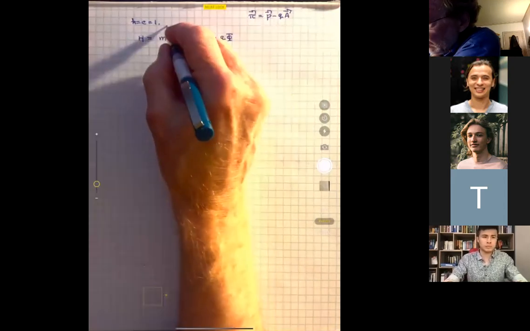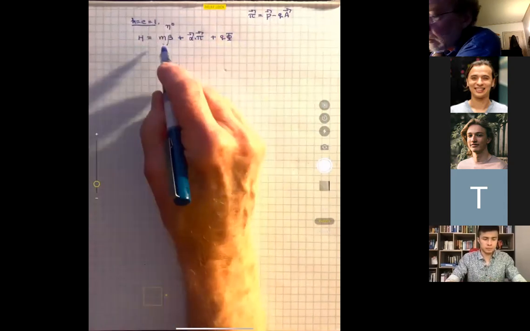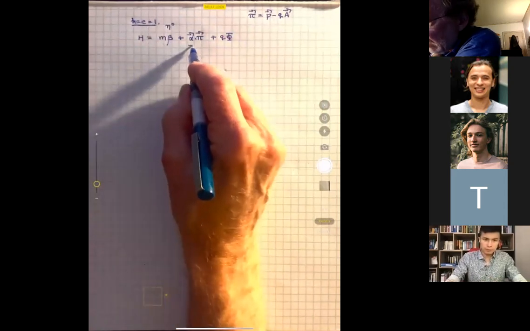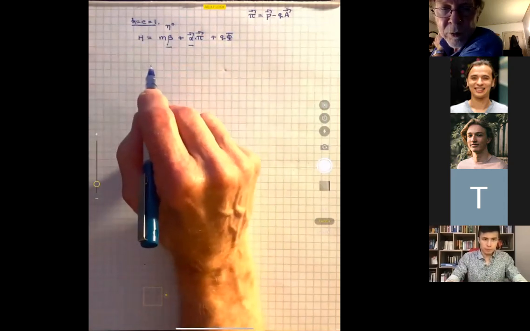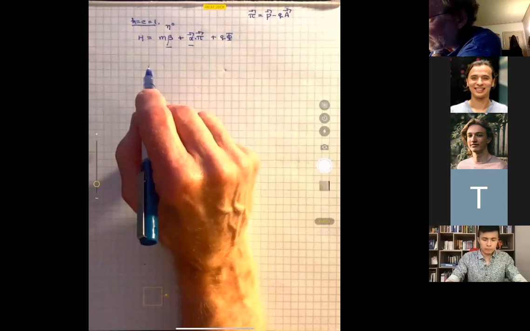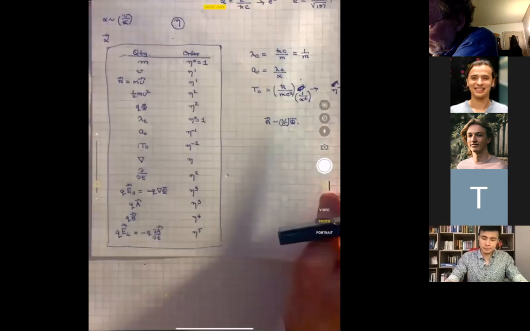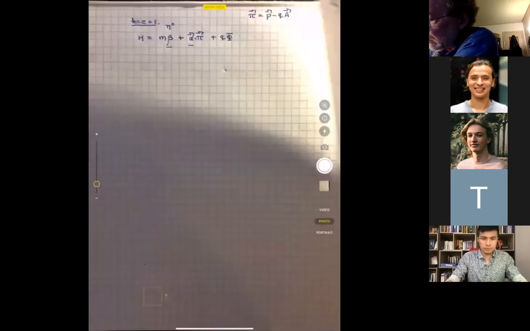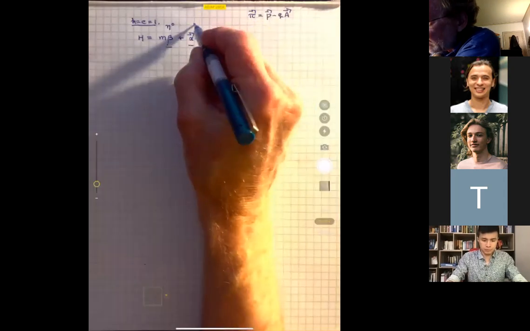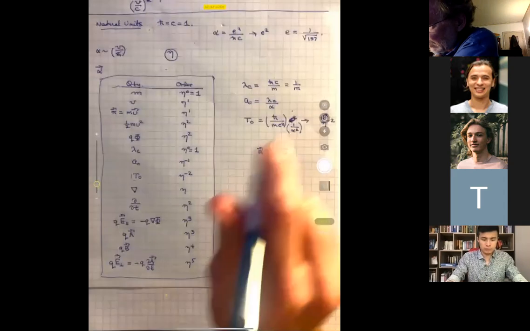Now the m beta is order eta to the 0 power, so it's the dominant term by our ordering scheme. By the way, the Dirac matrices alpha and beta, of course, are order unity because they're just numbers, more or less ones and minus ones in them. On the other hand, the pi, which is the kinetic momentum from our table up here, is order eta to the first power. So the second term is order eta to the first power. And the q phi, as you see, is order eta squared.